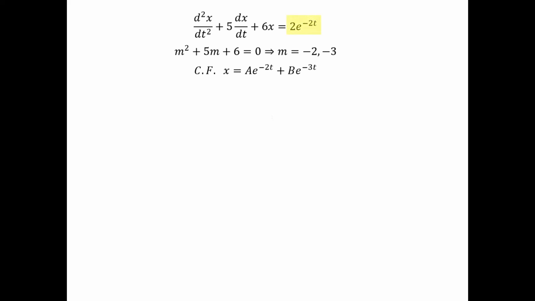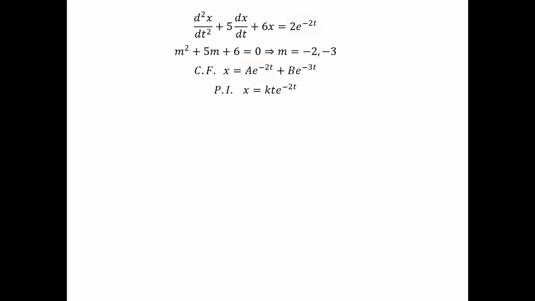I also need the particular integral for 2 e to the minus 2t. Now normally it would be something times e to the minus 2t, but that's actually part of the complementary function. So I stick anything times e to the minus 2t, I'm going to get 0. So I need to put an extra t in there.